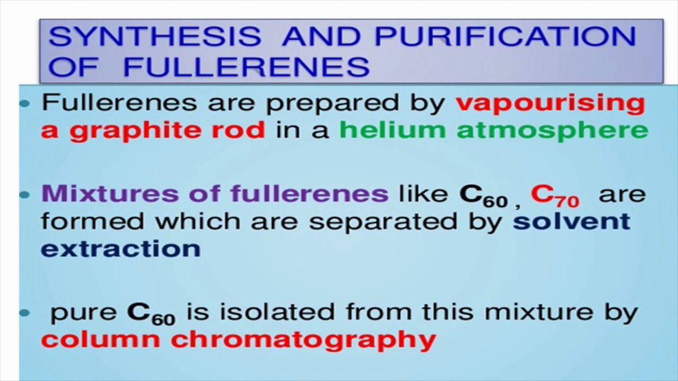The fullerenes can be made by evaporating graphite rods by applying an electric arc at about 130 bar in an atmosphere of an inert gas like helium or argon. Mixtures of fullerenes like C60 and C70 are formed, which are separated by solvent extraction. The pure C60 is isolated from this mixture by column chromatography.